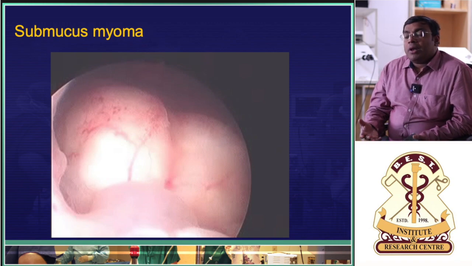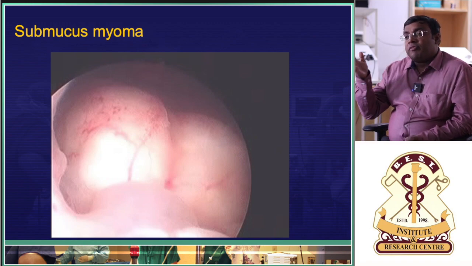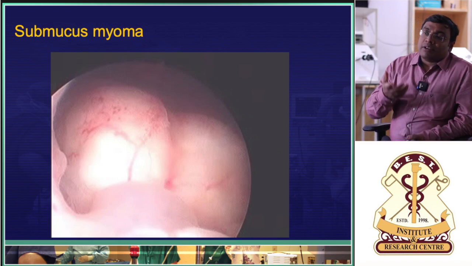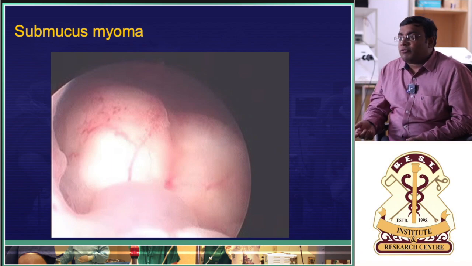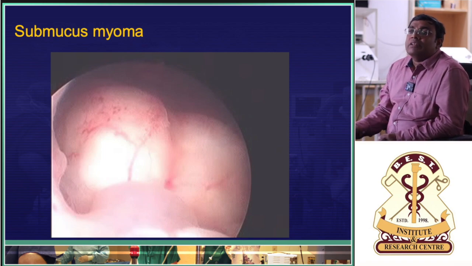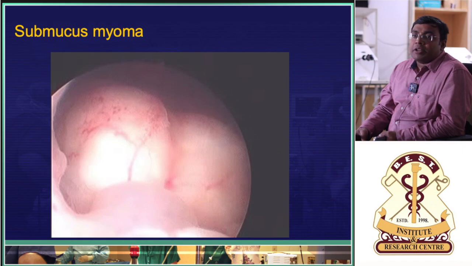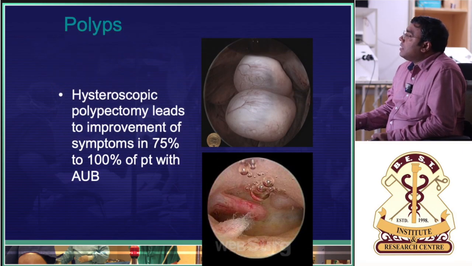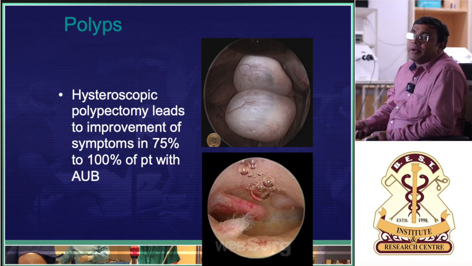Then polyps are the ones which flap. Endometrial polyps tend to flap because they don't have any substance in them, whereas submucous myomas do not flap. So these are the common differences between an endometrial polyp and a fibroid polyp. See the appearance, how it is. It's the same as that of the normal endometrium.